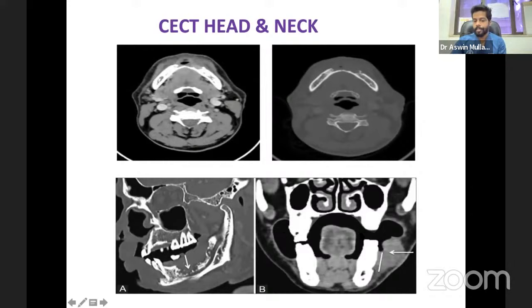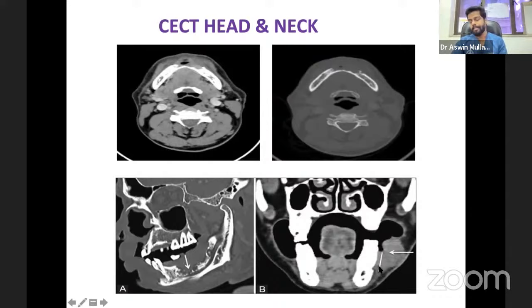You can see the oral cavity, tongue. This is the buccal mucosa. So here we have an enhancing lesion that is eroding the mandible. This is a sagittal view for the same patient. Here we can see this lesion involving the entire length of the mandible.